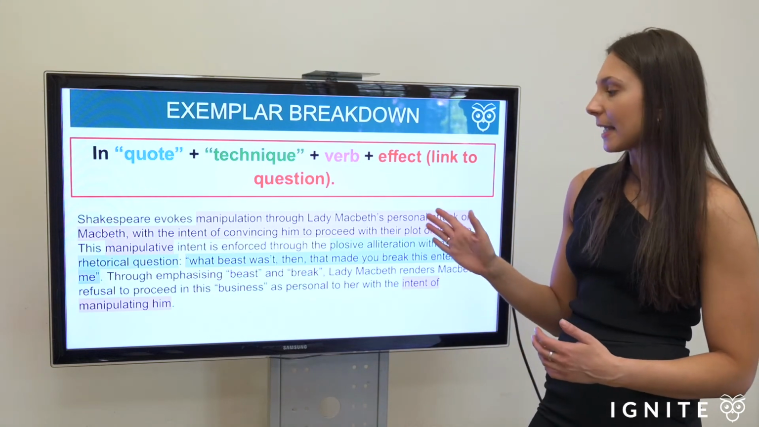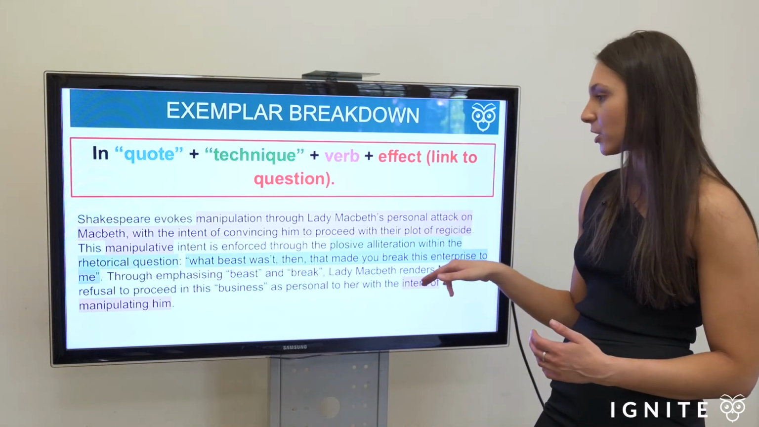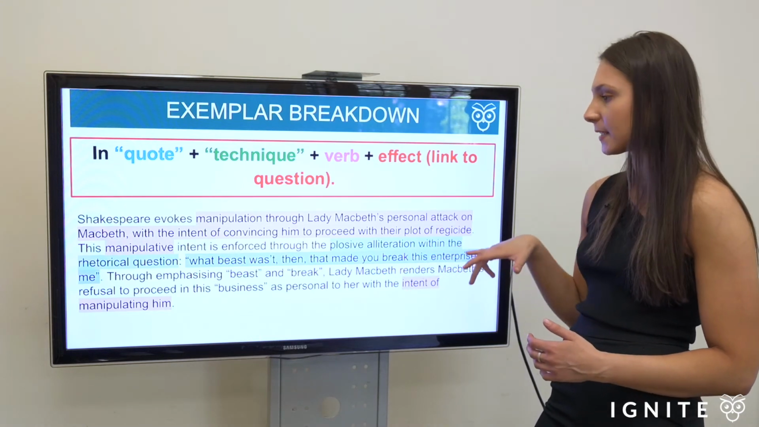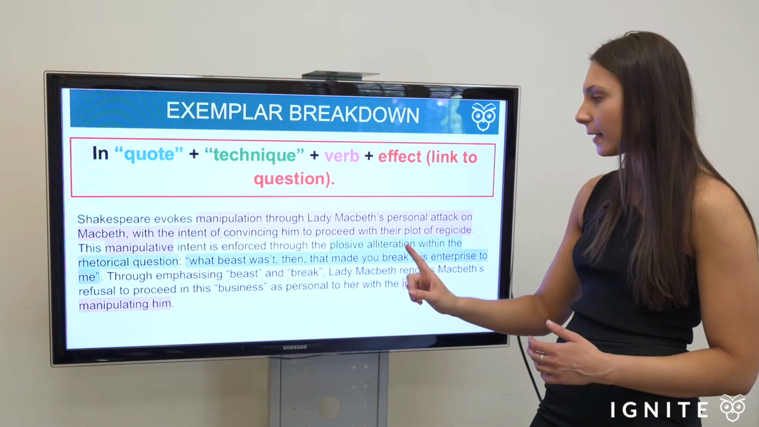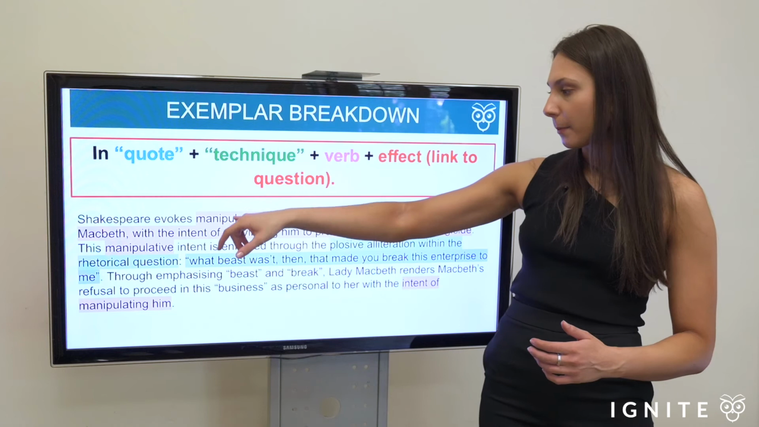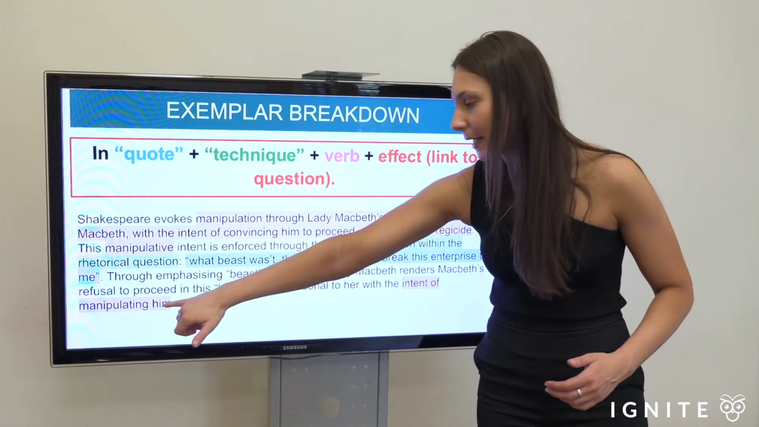This manipulative intent is enforced through the plosive alliteration within the rhetorical question, "What beast was it then that made you break this enterprise to me?" Notice here that I'm not afraid to continue using the wording of the question. Manipulation, manipulative, and manipulating down here.